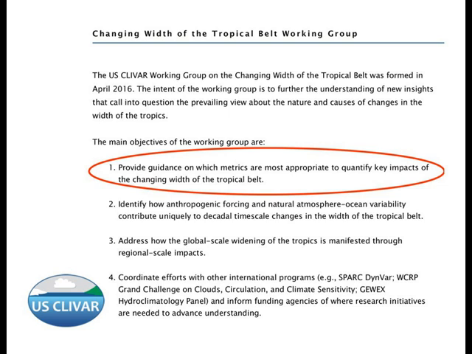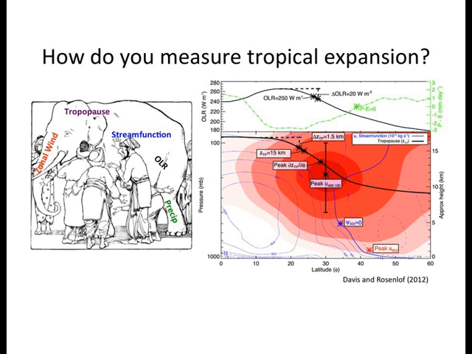So I'm going to talk about the metrics part of the goal. How do you go about measuring the edge of the tropics? This turns out to be quite a problem when you look at the literature. It's a little bit like people feeling different parts of an elephant, because they're all looking at some area around 30 degrees latitude that has slightly different characteristics and trying to understand whether that's expanding poleward or not.